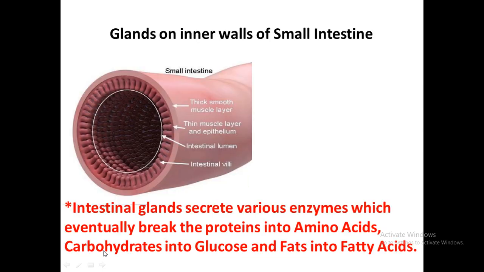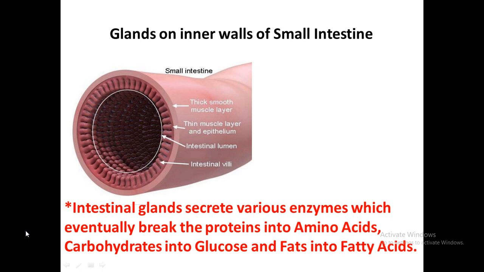And then after this action of trypsin and lipase, there are some glands present on the inner walls of the small intestine. If we see the inner surface of the small intestine under the microscope, we can see small glands, and these are known as intestinal glands. These intestinal glands will secrete various types of enzymes, which will eventually break down the simpler forms of proteins into the simplest form of proteins. These are known as amino acids.